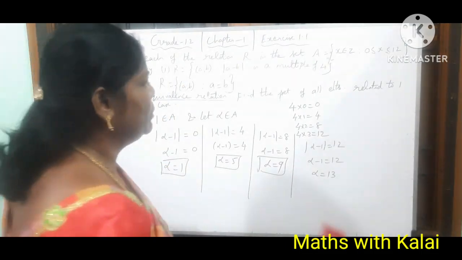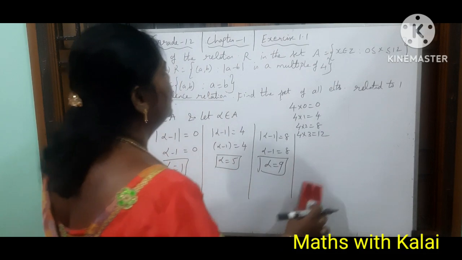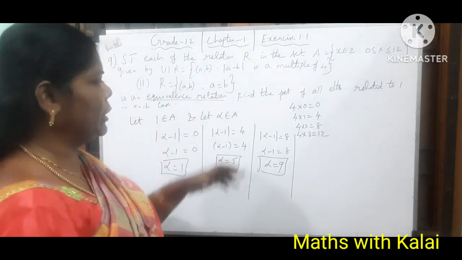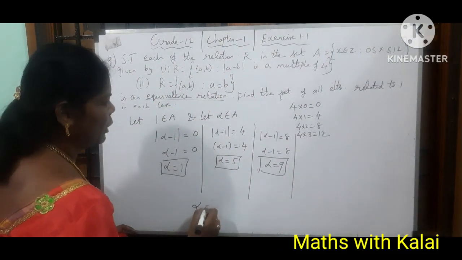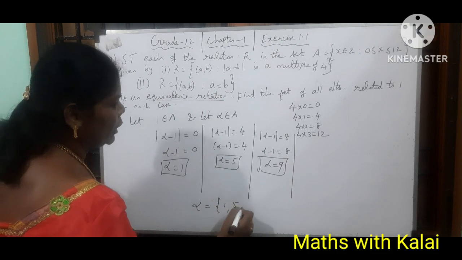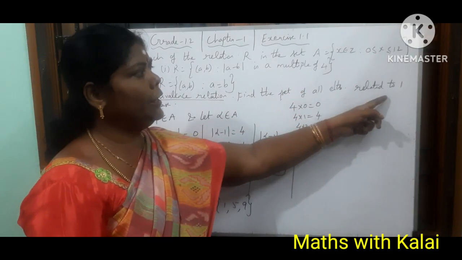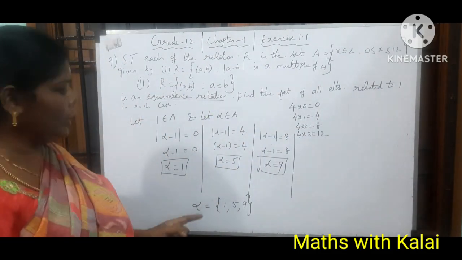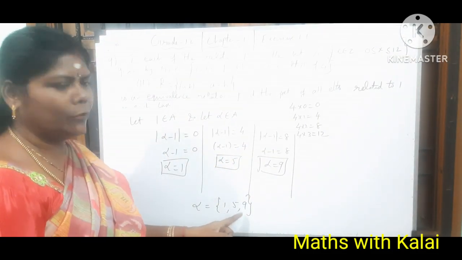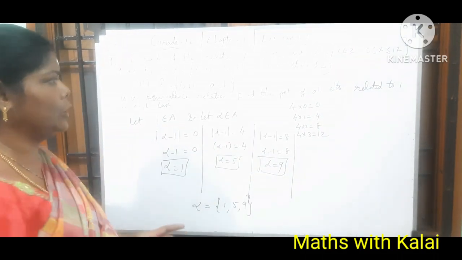So what are the possible values alpha can take to satisfy our first relation? The alpha value can be 1, 5 or 9. That is, the set of all elements related to one satisfying relation 1 is the set 1, 5, 9. This is the answer for the first part.